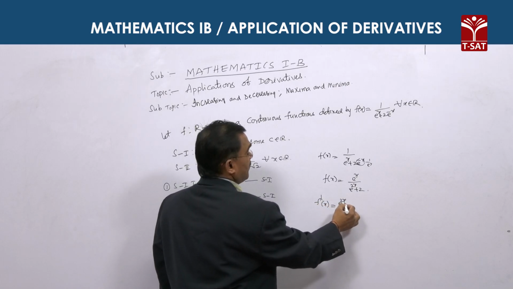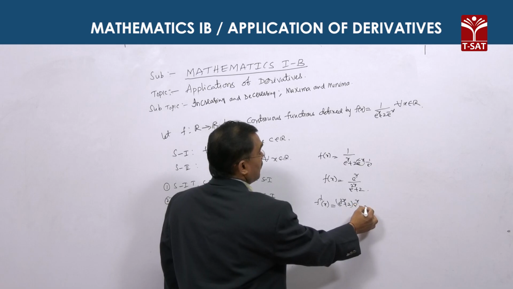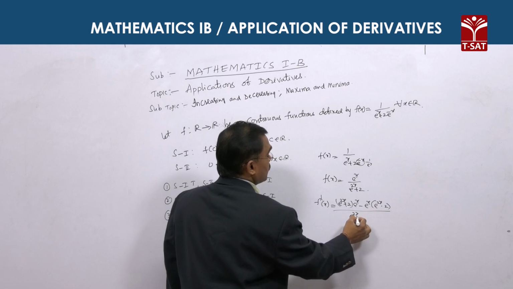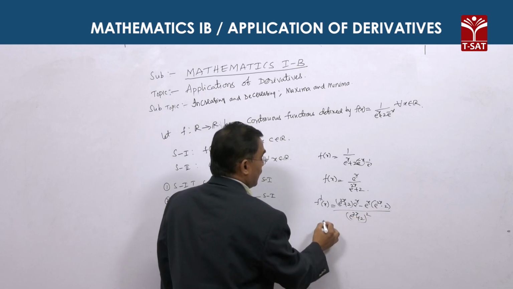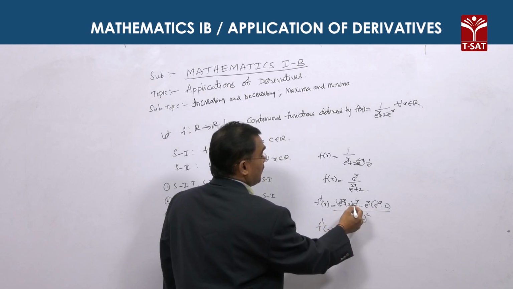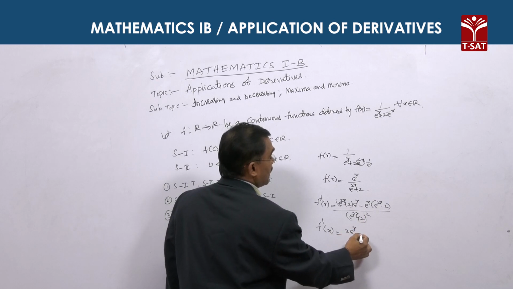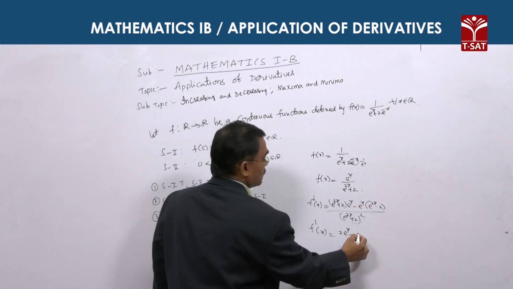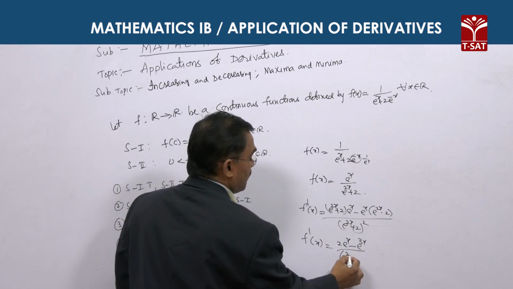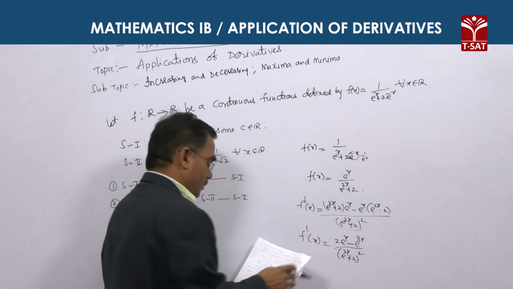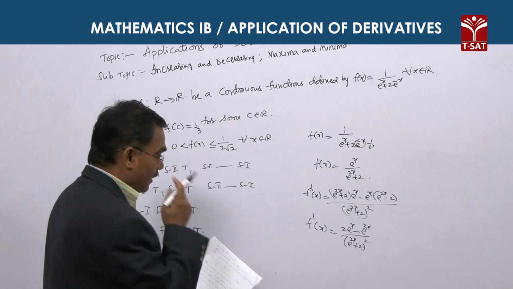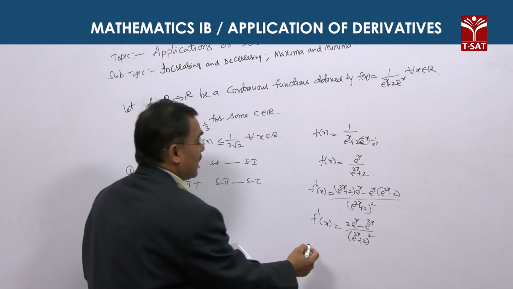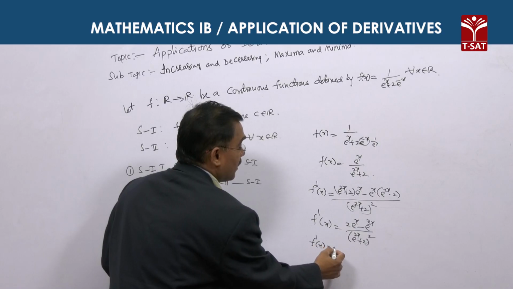f'(x) = [(e^(2x) + 2)e^x - e^x(e^(2x)·2)]/(e^(2x) + 2)^2. So f'(x) = (2e^x - e^(3x))/(e^(2x) + 2)^2. Next, from this we want the maximum or minimum value, so we equate f'(x) to 0.